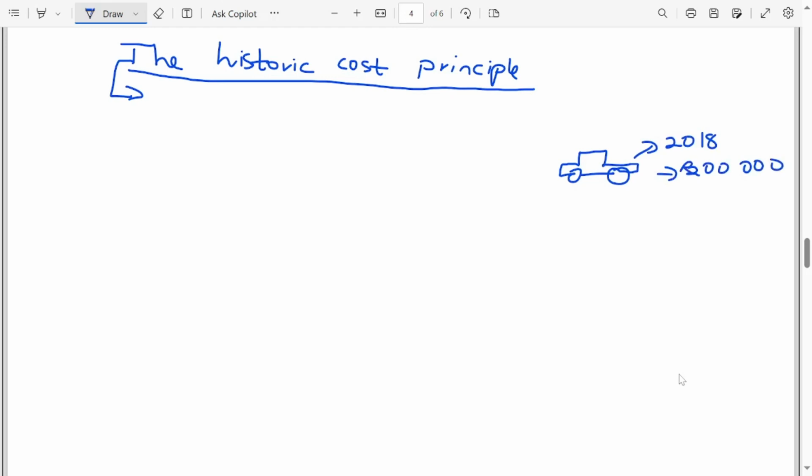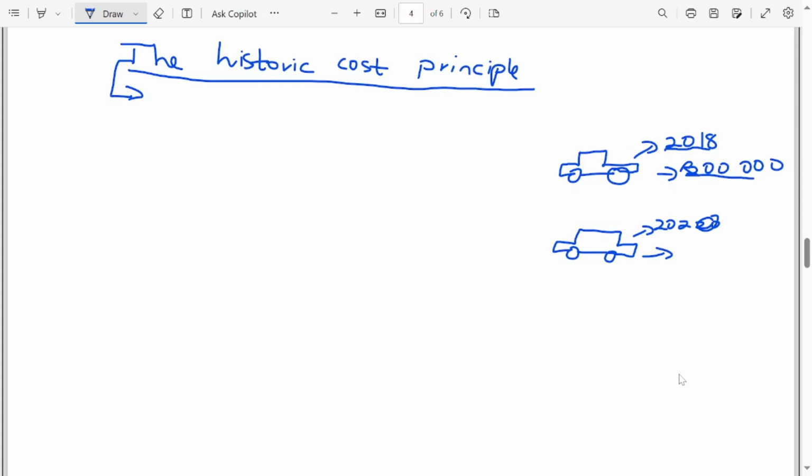Now, let's say we still have the same car in the year 2020. So what is the historic cost principle saying? We know that if this vehicle was bought in the year 2018, obviously by the year 2020, it will no longer have this value of 200,000. Obviously, the value has decreased.